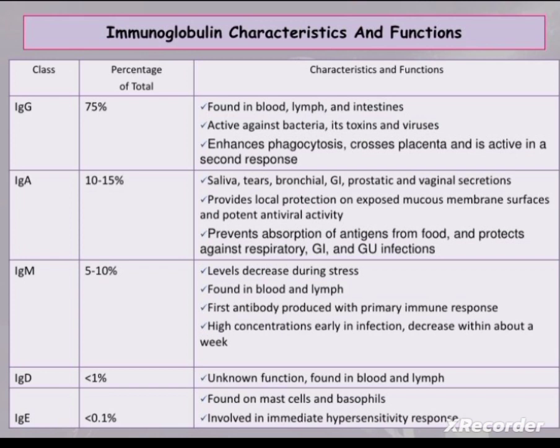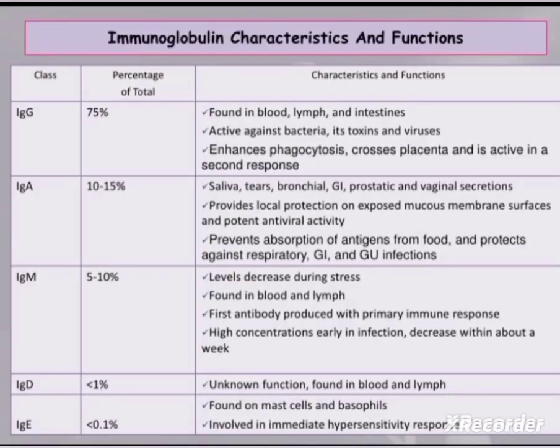Next one, IgD, that is present less than 1%. Its function is mainly unknown, but it is found in blood and lymph, and IgD has structural resemblance with IgG. IgD works together with other immunoglobulins mainly and its main function is unknown.